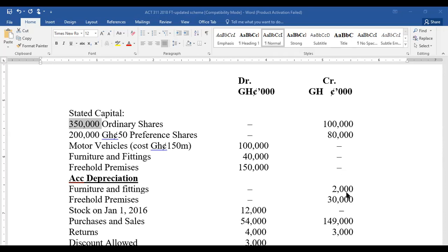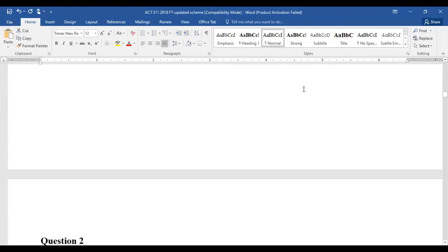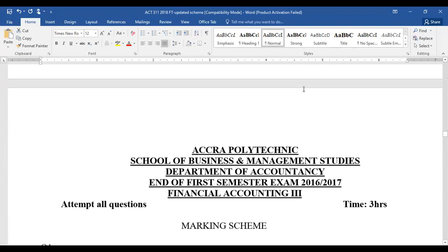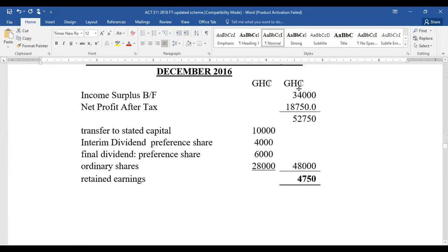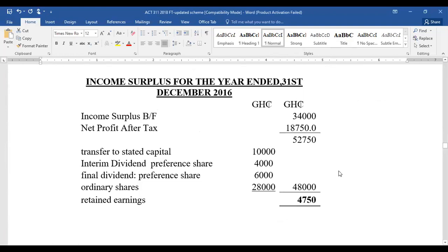Any question? This is how your presentation will look if you have done the correct thing. This is how your income surplus account is going to look. This is what you call your retained earnings, 4,750.